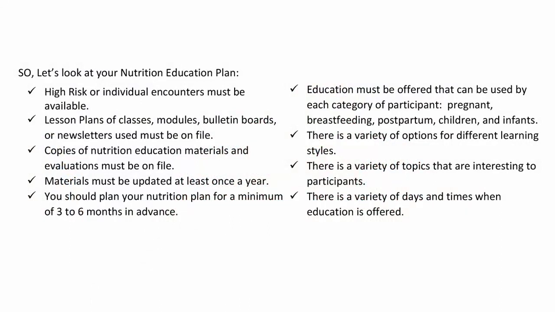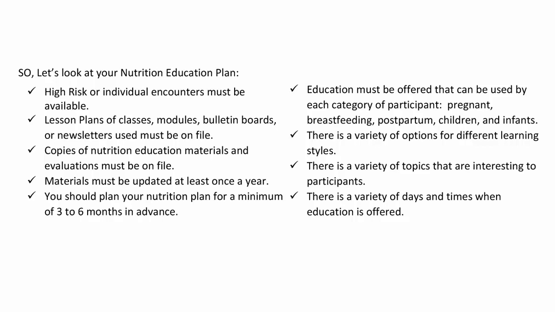In this nutrition education plan, high risk or individual encounters must be available. Lesson plans of classes, modules, bulletin boards, or newsletters must be on file. Copies of nutrition education materials and evaluations must be on file. Materials need to be updated at least once a year. Your array of education materials must be planned for a minimum of 3 to 6 months in advance.